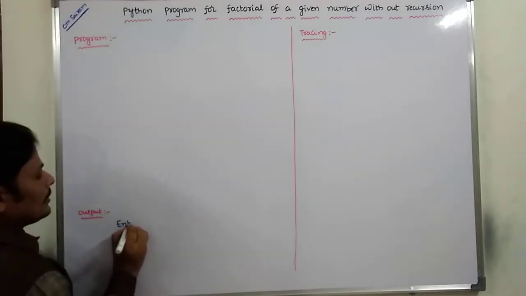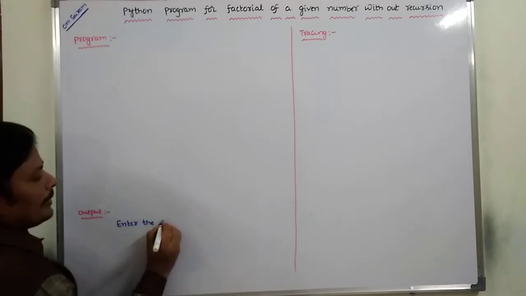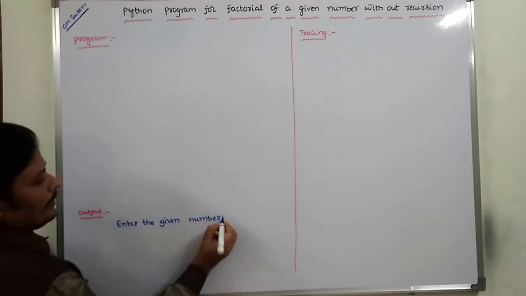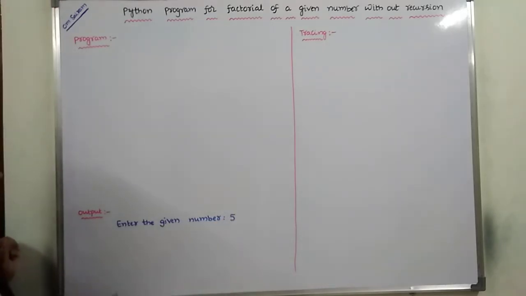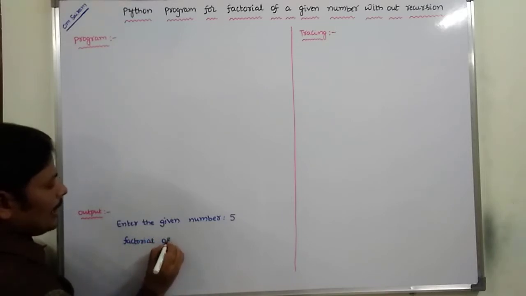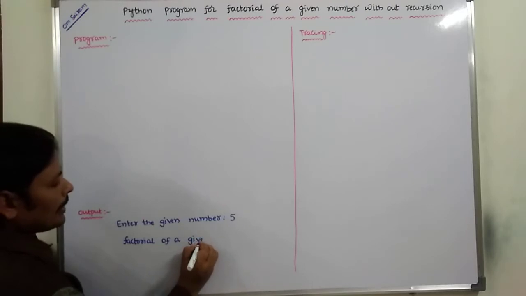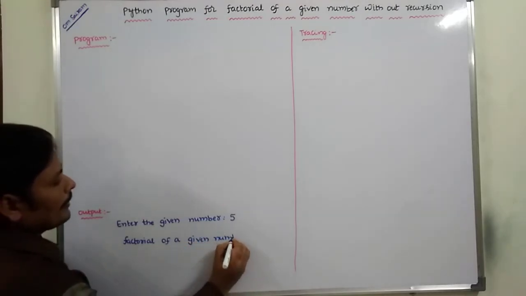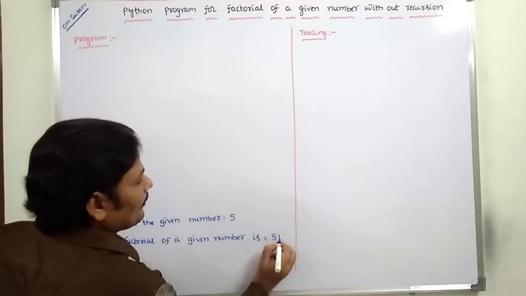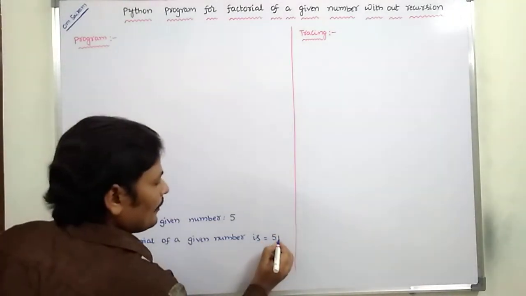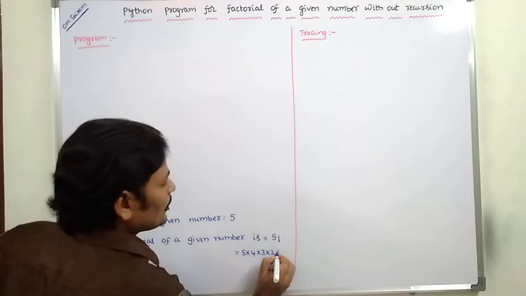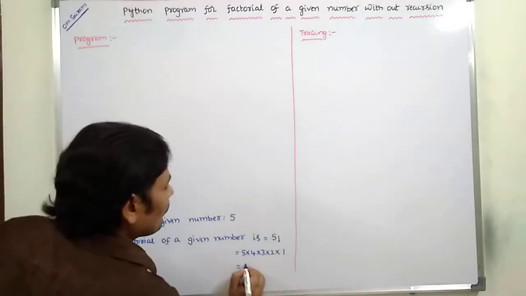Enter the given number. That is 5. Okay, factorial of a given number is 5 factorial. 5 factorial is nothing but 5 into 4 into 3 into 2 into 1, that is equal to 120.